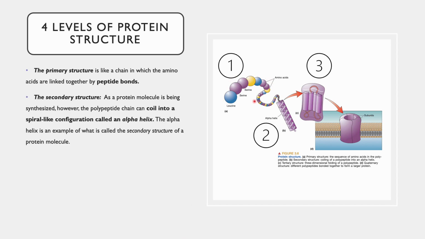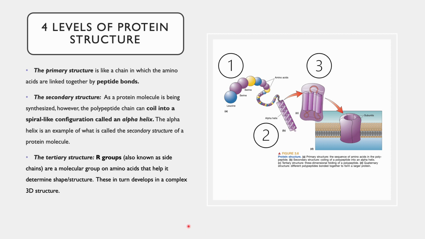A secondary structure of protein means that as the molecule is being synthesized, the chain actually wraps up into this alpha helix shape. This is known as the secondary structure, shown here in step 2. Proteins can also take on a 3D structure, and this is known as the tertiary structure. Remember, R groups are a molecular group on amino acids, and they play a really important role in determining the shape or structure of a protein.